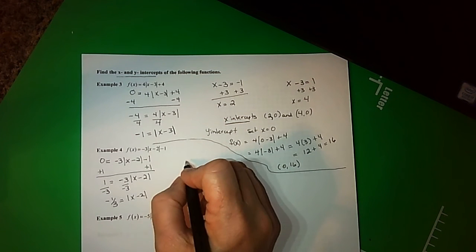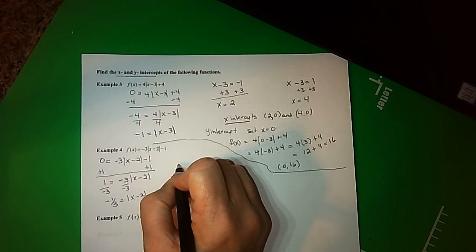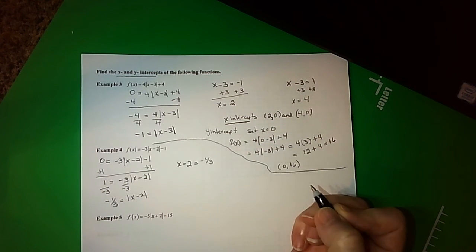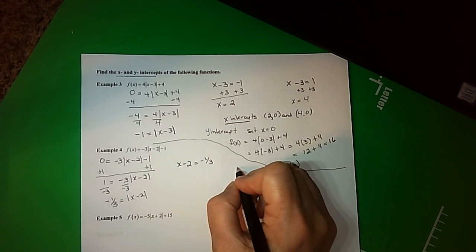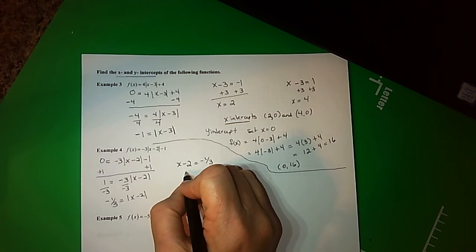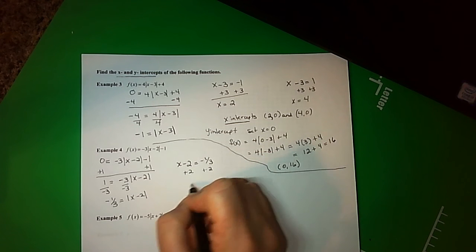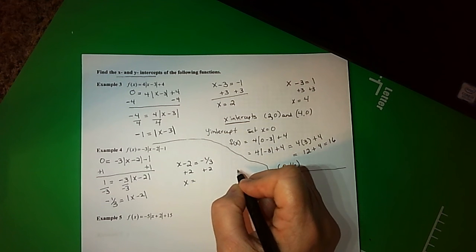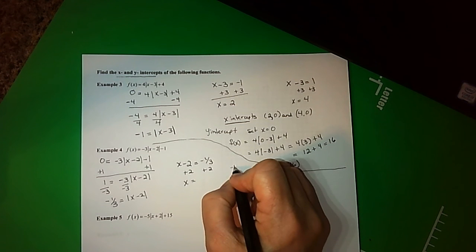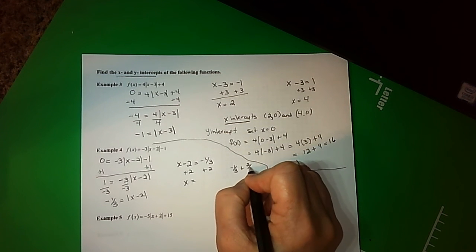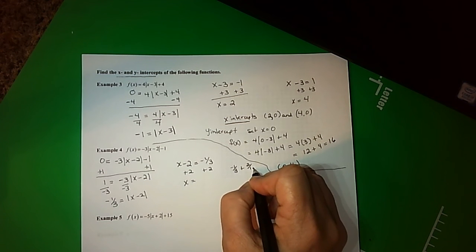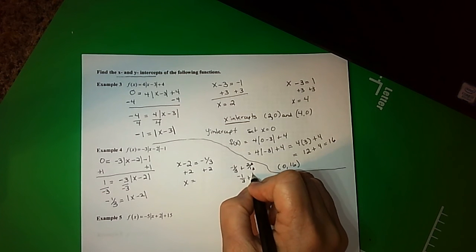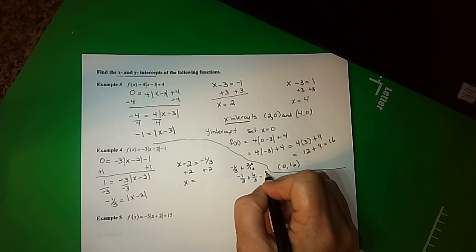So again, to find the x-intercepts, I'm going to use the x minus 2, set it equal to the negative 1/3. I'm going to go ahead and work that real quick. So I'm going to add 2. If I put this in my calculator, or if I do it by hand, I'm going to have negative 1/3 plus 2 over 1. Common denominator 3. So negative 1/3, 2 times 3 is 6 over 3. So that gives me 5/3.